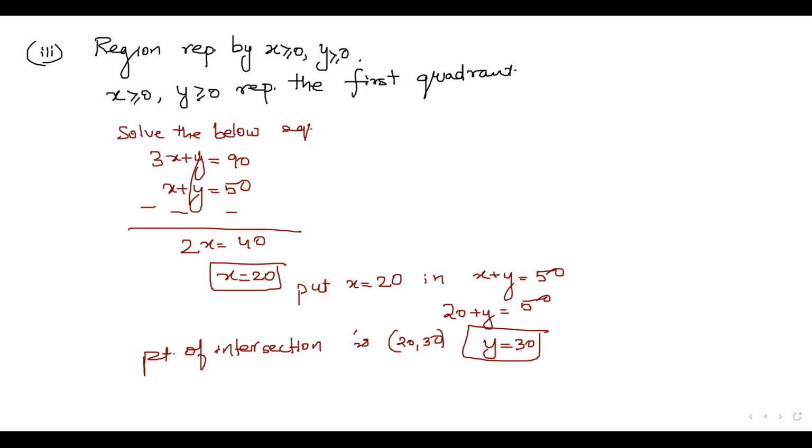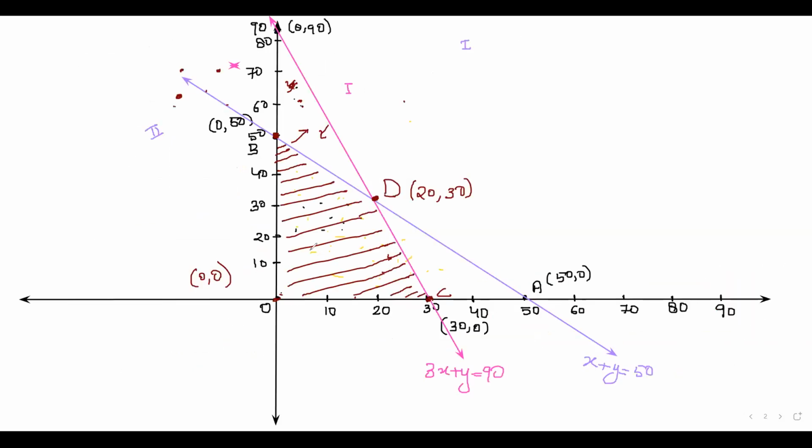So what about x greater than 0 and y greater than 0? Are they not taking part in the shaded region? No, they are taking part. But they will just tell you that they represent the first quadrant. Otherwise, we can take out this region also. But x greater than or equal to 0, y greater than or equal to 0 will tell us that we have to take the first quadrant only.